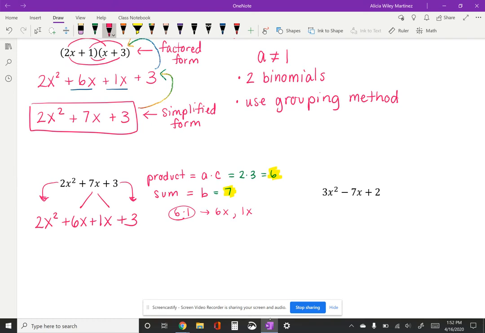So let's talk about how we get this to be 2 binomials. This is where the grouping method comes into play. Okay? So for the grouping method, the first thing that you're going to do is group the terms.